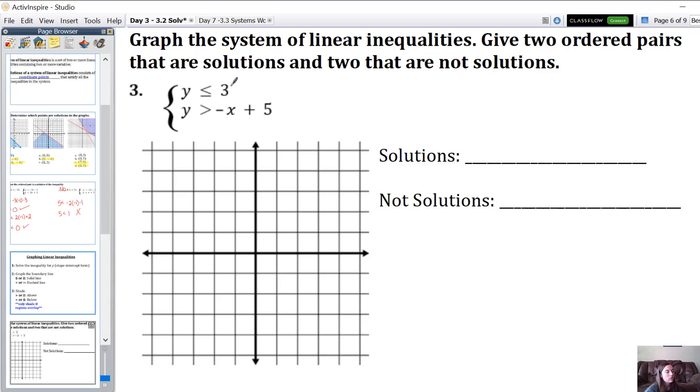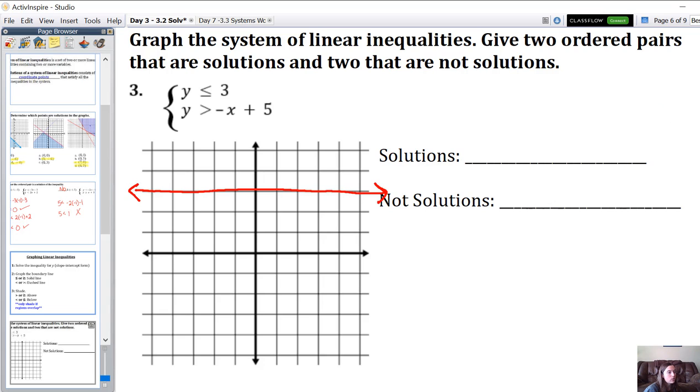y is less than or equal to 3, and y is greater than or equal to negative x plus 5. Thankfully, this one is already in slope-intercept form, so there's nothing to move around. So now we can go ahead and start graphing. For y less than or equal to 3, that's going to be a horizontal line at 3. Since it's less than or equal to, it's going to be solid. So through 3, we've got a solid line.